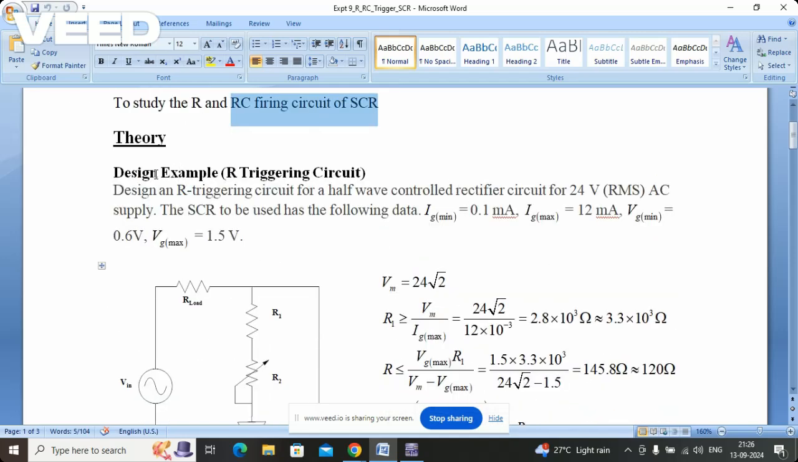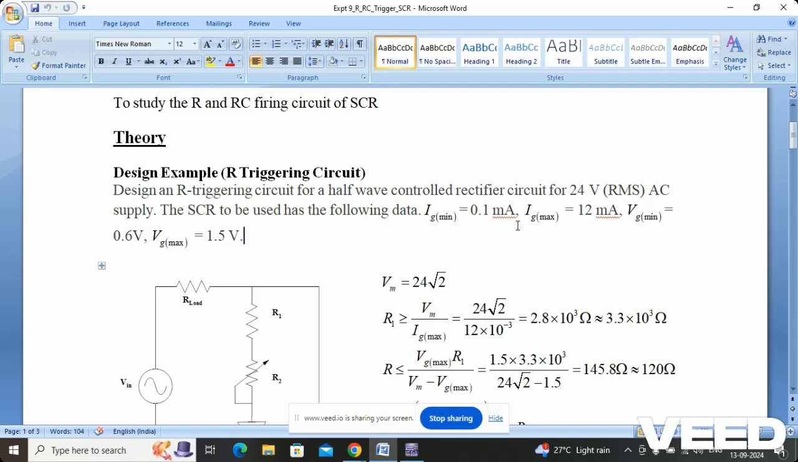So here you have a design example. This is R triggering circuit. You have to design an R triggering circuit for a half wave controlled rectifier circuit for 24 volt RMS AC supply. The SCR to be used has the following data. The minimum gate current is 0.1 milliampere. The maximum gate current is 12 milliampere. The minimum gate voltage is 0.6 volt and the maximum gate voltage is 1.5 volt.